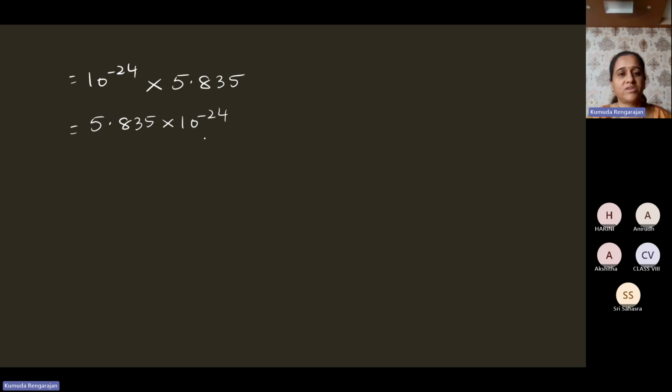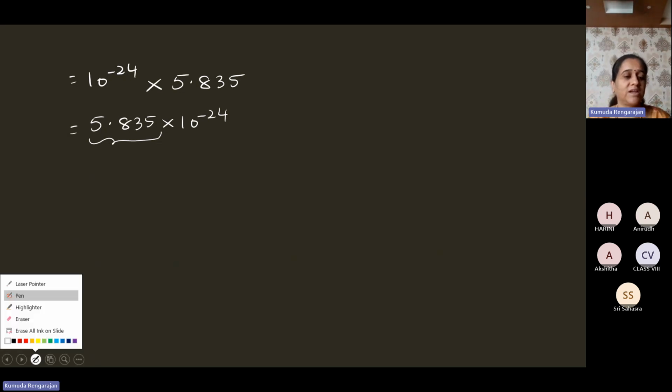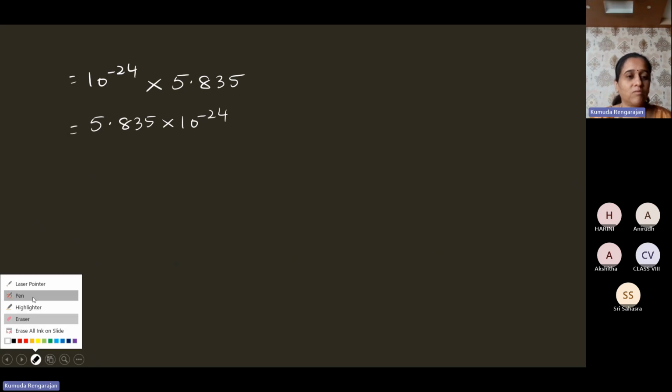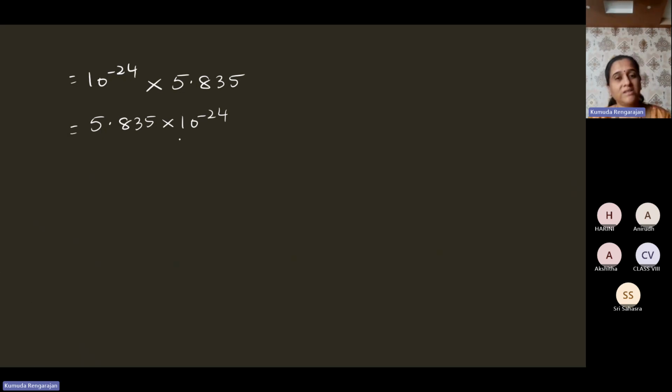And just observe this expression. If it is not in the standard form, you should put it in the standard form. But when you observe this one, this number 5.835 is between 1 and 10, and into 10 to the power of an integer. Fine. What we have at this step is already in the standard form.